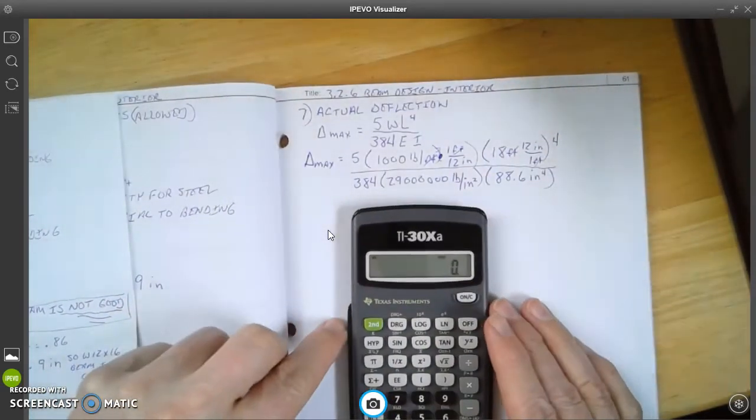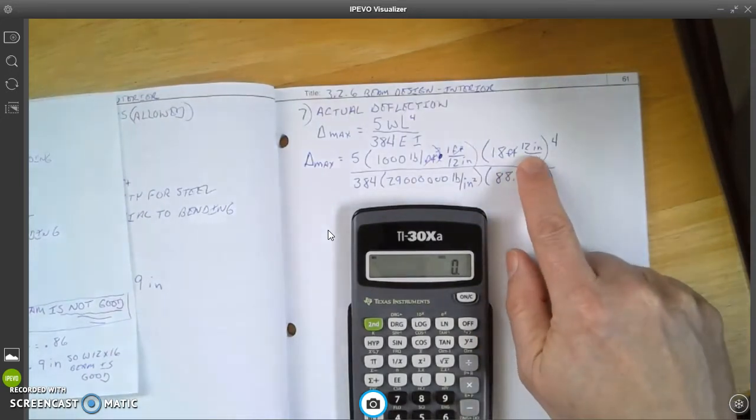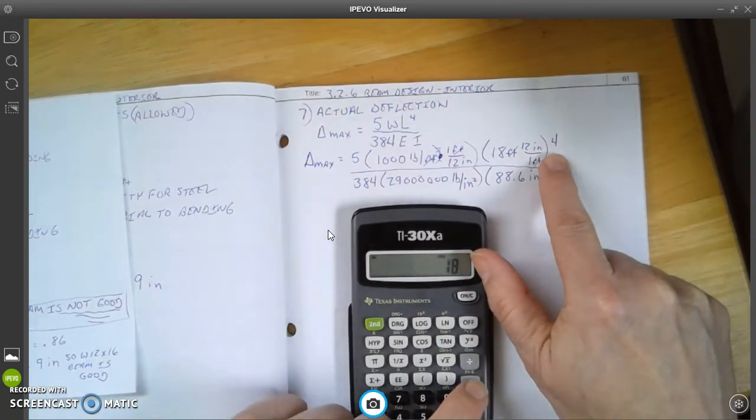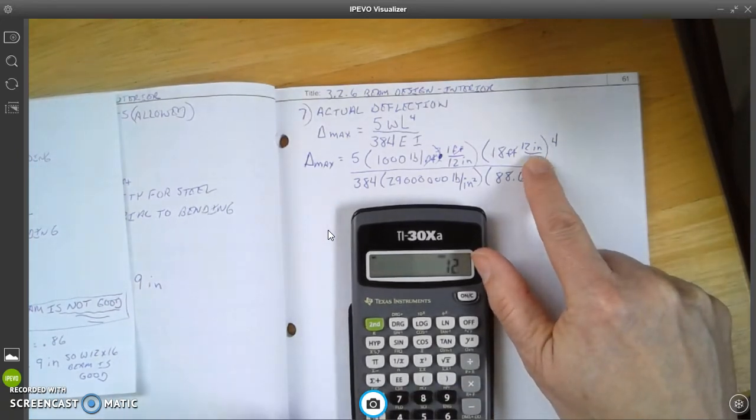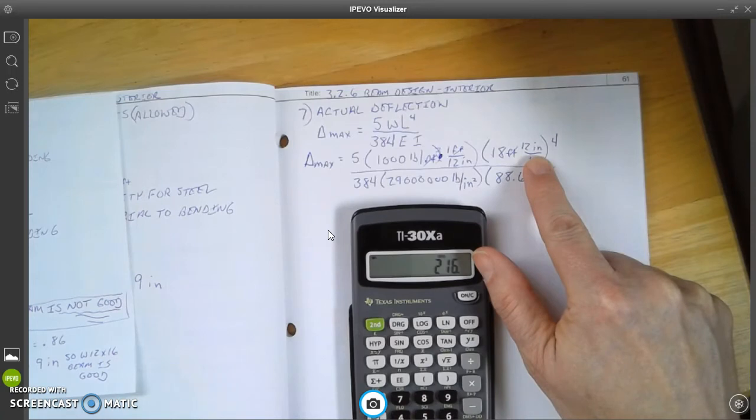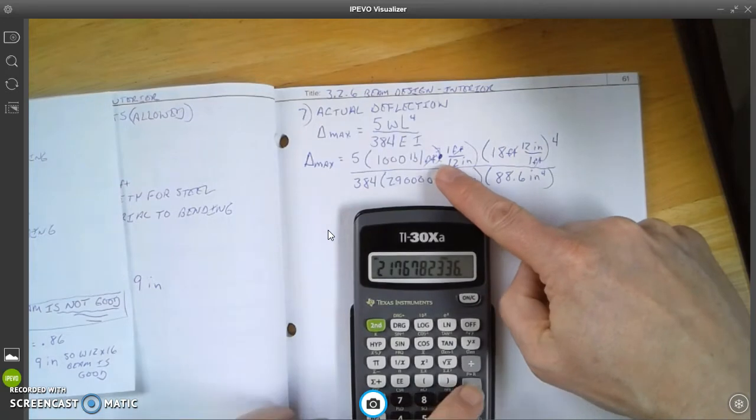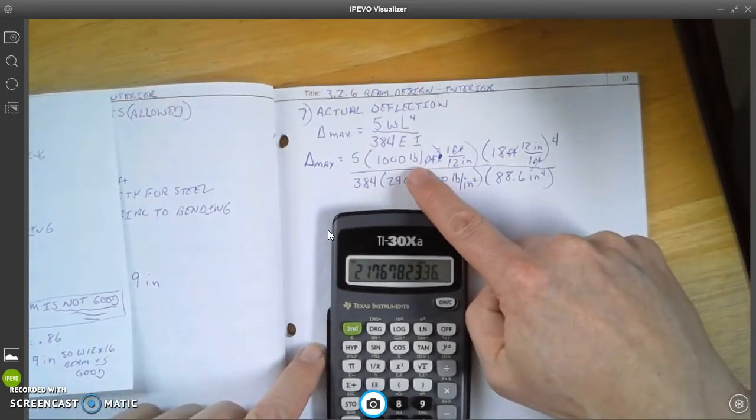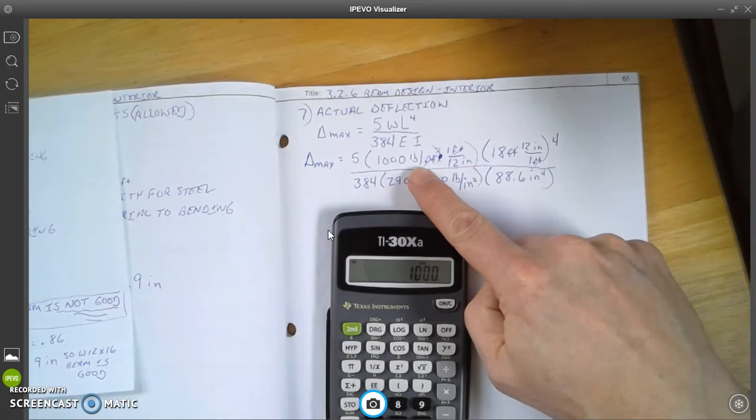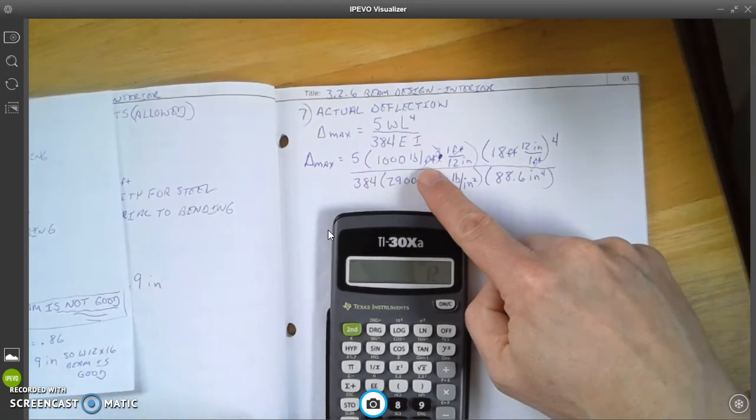All right, so I'm going to turn this on. Now I'm going to multiply 18 times 12, and I'm going to raise that value to the fourth power. So 18 feet times 12 inches equals 216, and I'm going to hit my raise to button here, 4, and that gives me that number. Now I'm going to multiply that times 1,000 times 12.